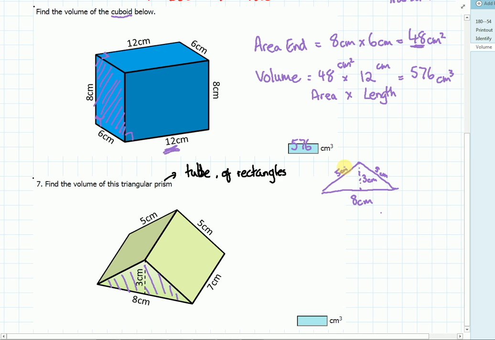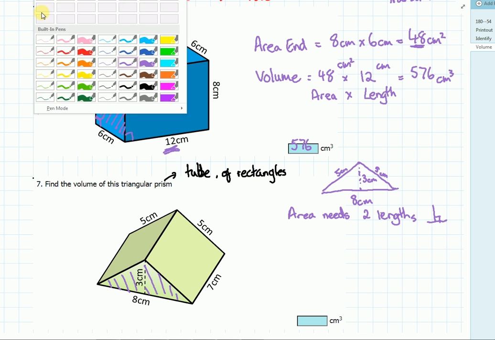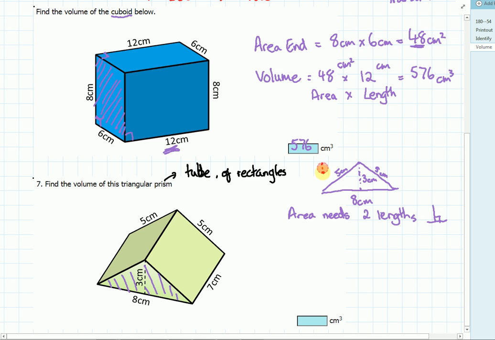Now we need to know which lengths are needed. We only need 2 lengths for an area. Area needs 2 lengths. When you come to doing trapezium, you do need 3 lengths because 2 of them are parallel. We can find a half length. But area needs 2 lengths and they must be at right angles, perpendicular to each other. The reason they must be perpendicular is the area we calculate by finding the area of an enclosing rectangle. If you can't enclose it with a rectangle, you might help me enclosing it with a parallelogram.